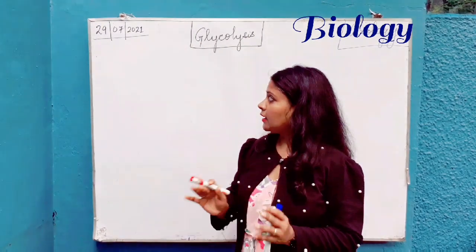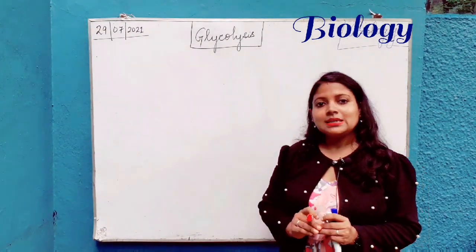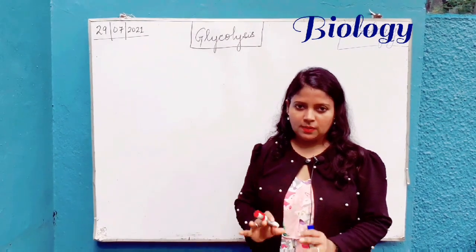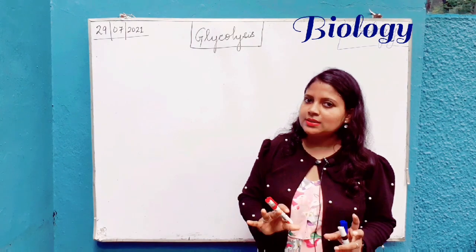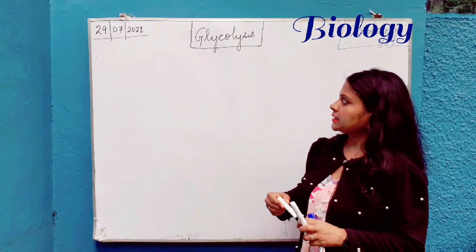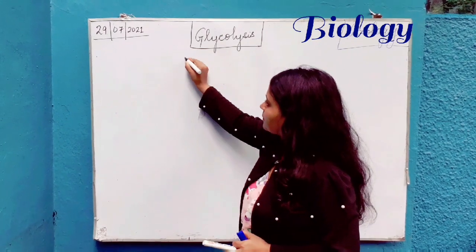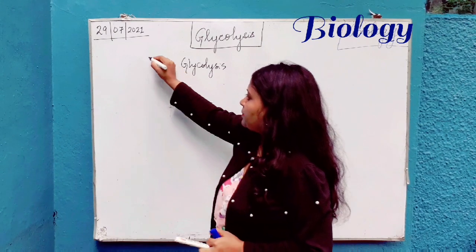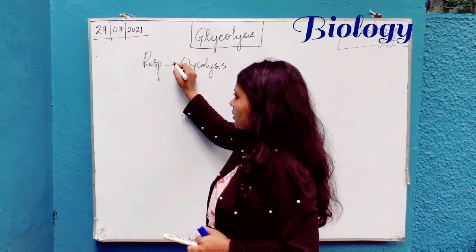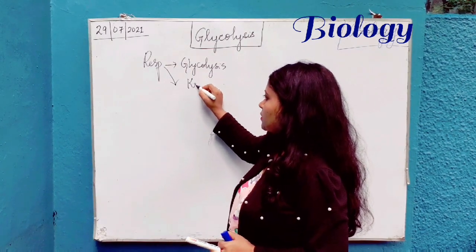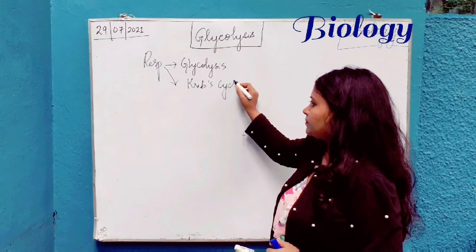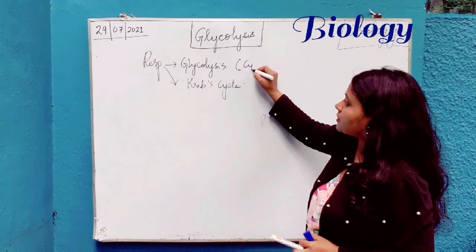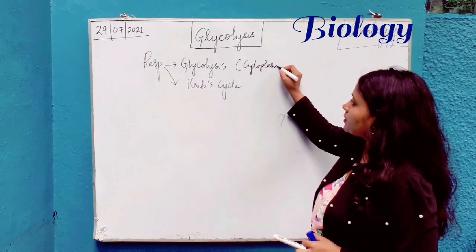So right now we are talking about glycolysis. There are 10 steps taking place in the glycolysis. But the basic concept according to your syllabus that you have to understand is that glycolysis is the first step of the respiration process, okay, and the second step is called the Krebs cycle. So glycolysis takes place in the cytoplasm. It takes place in the cytoplasm, right?